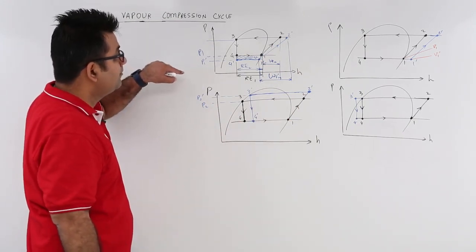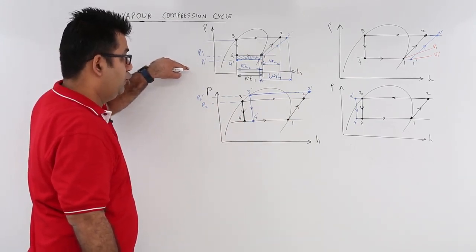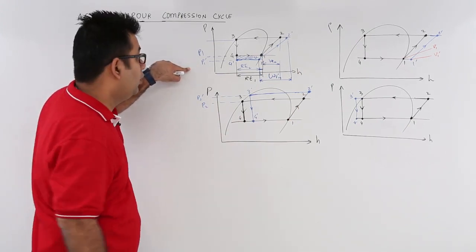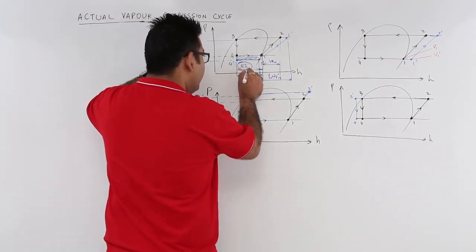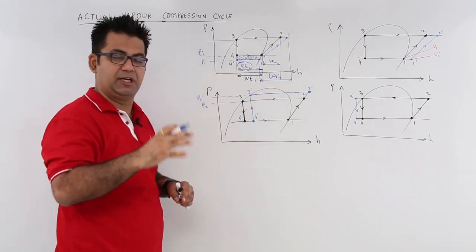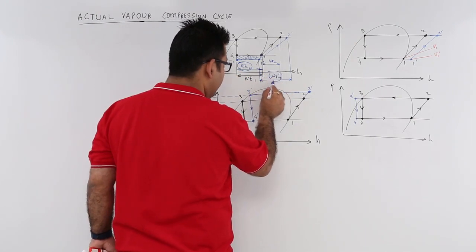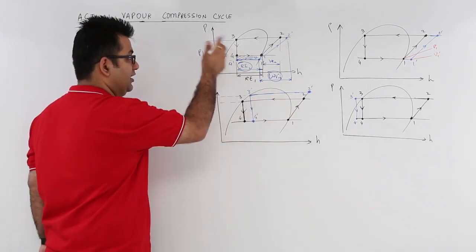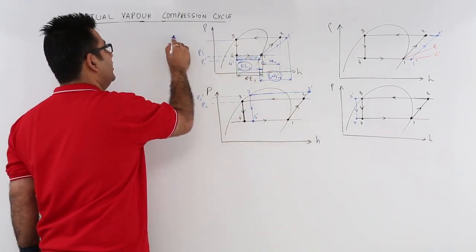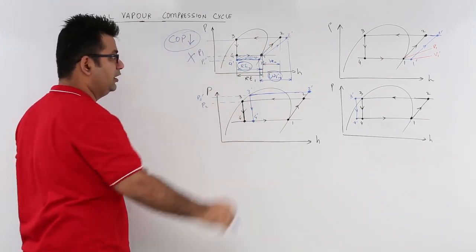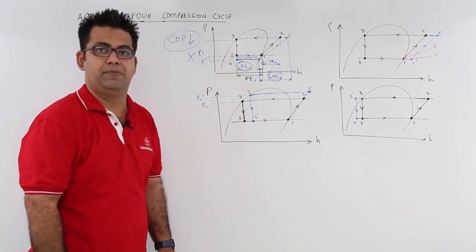Okay, so if you drop the evaporator pressure from P1 to P1 dash, what is happening is your cooling effect is reducing, it is going down, less cooling is being done, but the work input has increased. So this kind of effect reduces the COP. So we do not want to decrease the evaporator pressure.